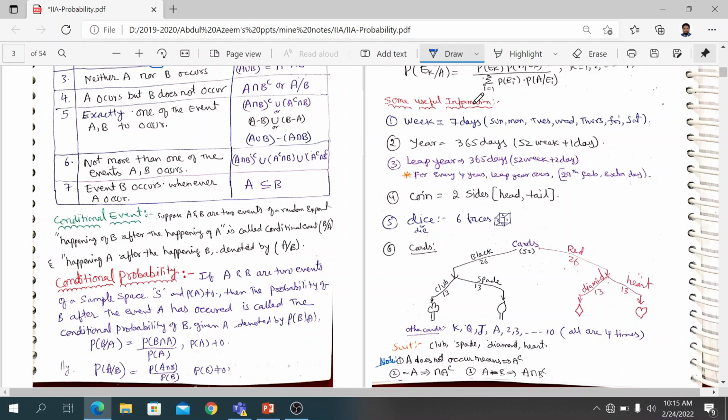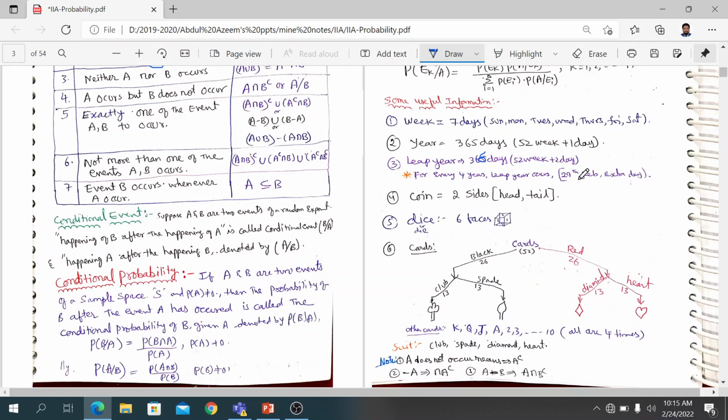Moreover, some useful information you must know: in a week there are 7 days, that is Sunday, Monday, Tuesday, Wednesday, Thursday, Friday, Saturday. In a year, 365 days means 52 weeks plus 1 day. There is a special year known as leap year, which has 366 days, that is 52 weeks plus 2 days. A leap year occurs every 4 years, with 29th February as the extra day.